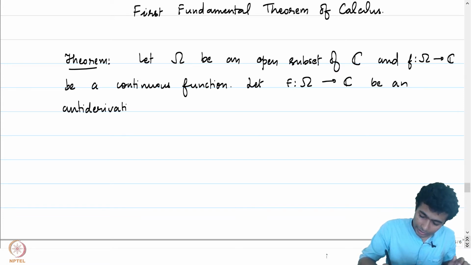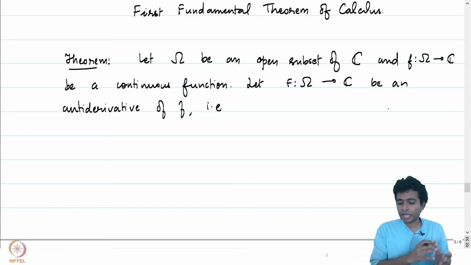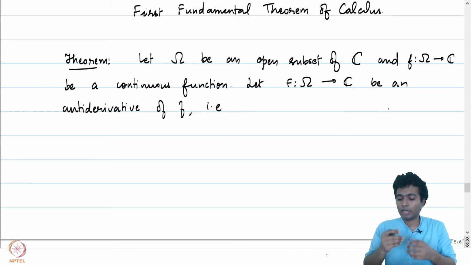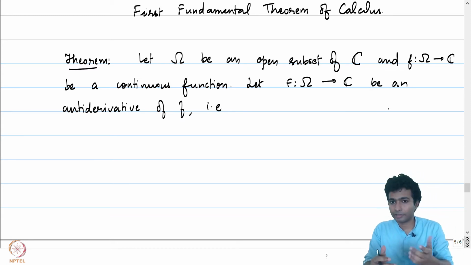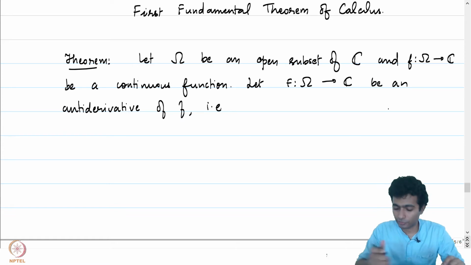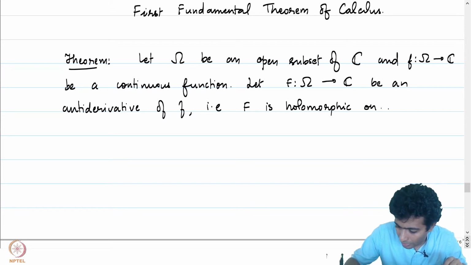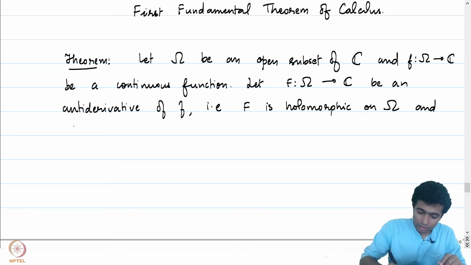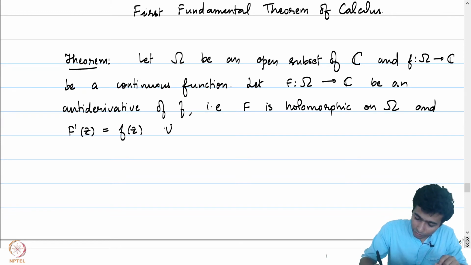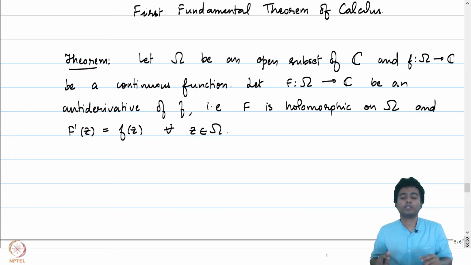What does it mean to say that capital F is an antiderivative of small f? I.e., our function capital F is holomorphic on omega to begin with. Not only is it holomorphic, but its complex derivative at each point is equal to small f of z. I.e., capital F is holomorphic on omega and capital F prime of z is equal to small f of z for all z in omega. So, this is the meaning of capital F being an antiderivative of small f.